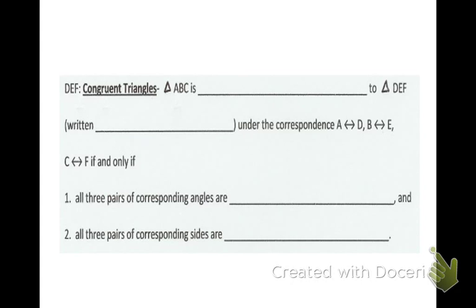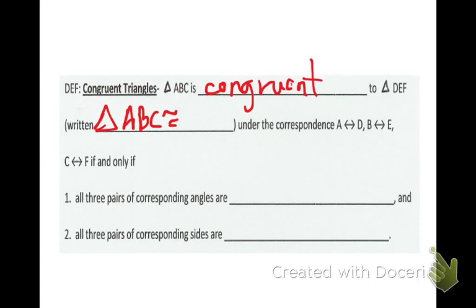Congruent triangles. Triangle ABC is congruent to triangle DEF. That's written as triangle ABC congruent to triangle DEF. Don't just put the letters, put a triangle symbol in front of them to say triangles are congruent.